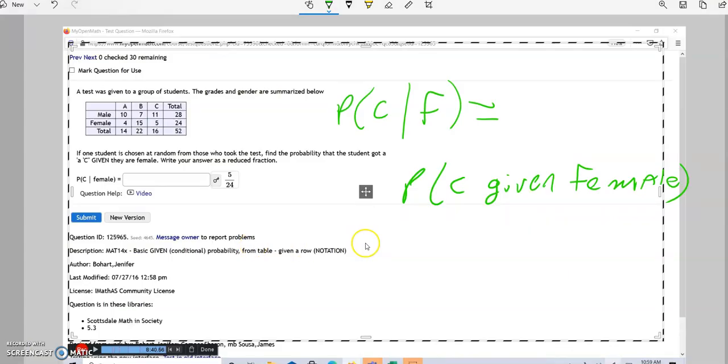Okay, that's a given. So when you see that line, that means given. So probability C given female. That's how that reads, okay? So given female, 24 of them. And what is the probability that this female got a C? 5 out of 24, right here, okay?